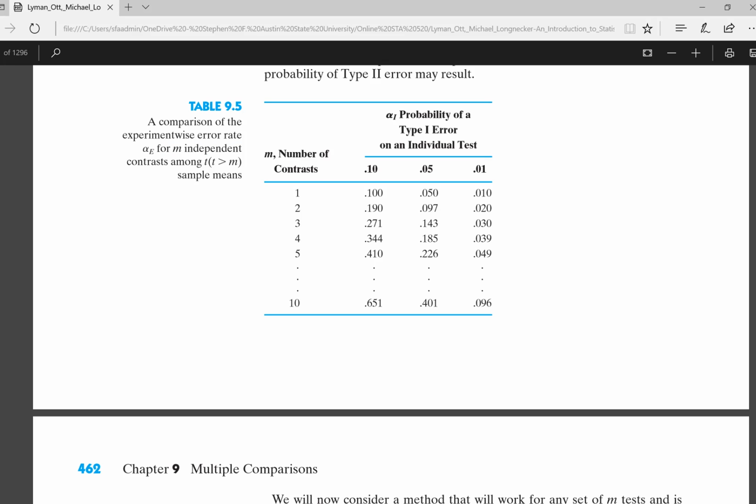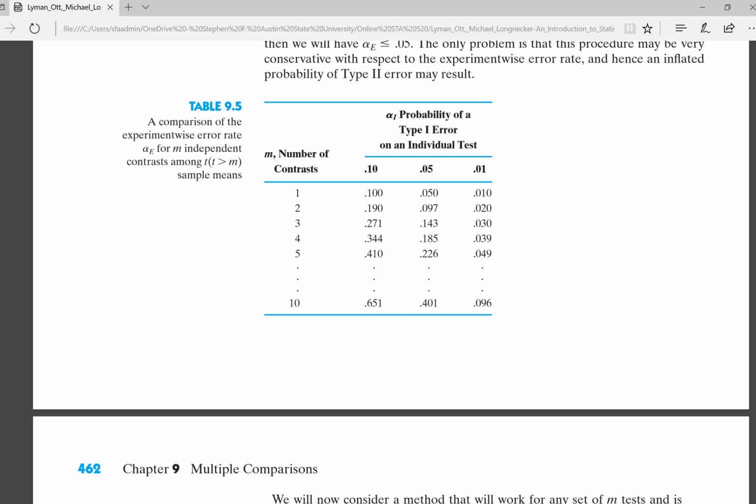And so this is saying that the experiment-wise error rate can be as large as, for one contrast, 10%, as large as 19% for two contrasts if alpha is 0.10, as large as 0.271, so a 27% error rate, for three. And if you have 10 contrasts you're looking at, then the experiment-wise error rate is 65%. That is, the chance of making at least one error is 65%.